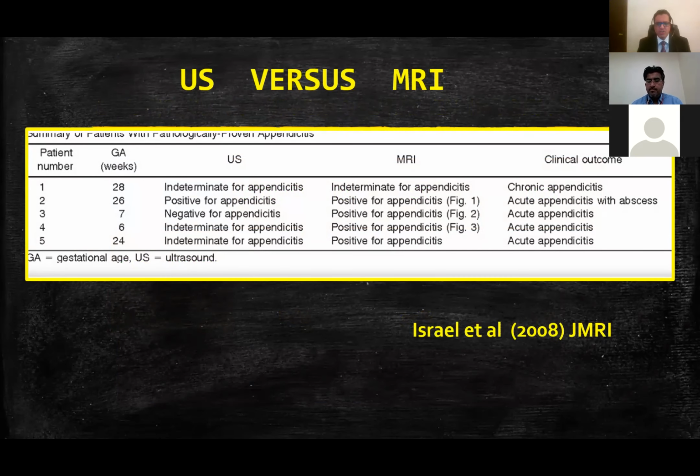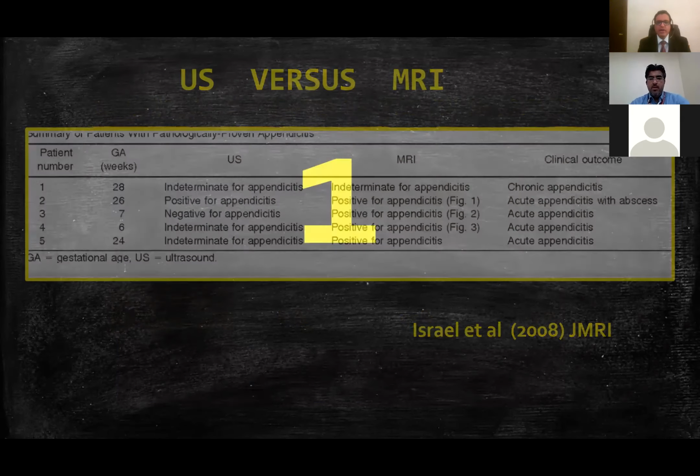MRI is much better than ultrasound, and this is the study done by Israel and colleagues in 2008, published in the Journal of MRI. MRI was superior to ultrasound, no doubt, in picking up appendicitis.